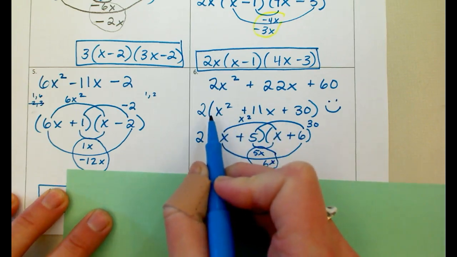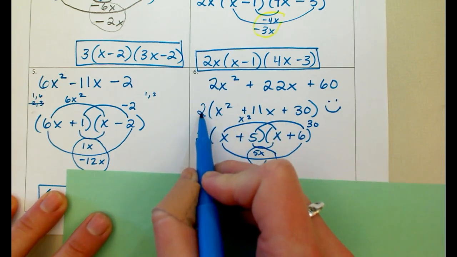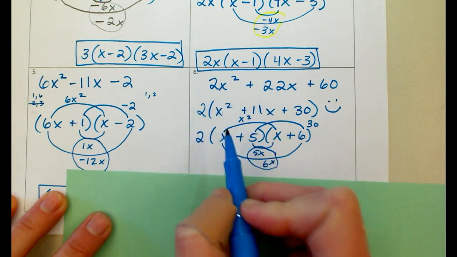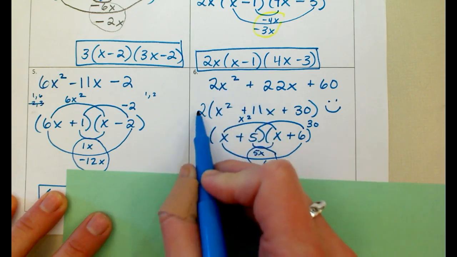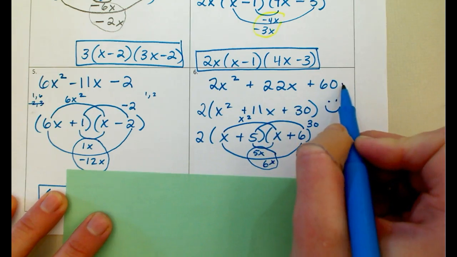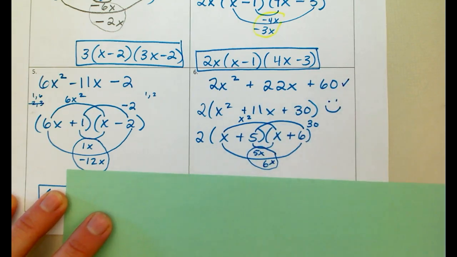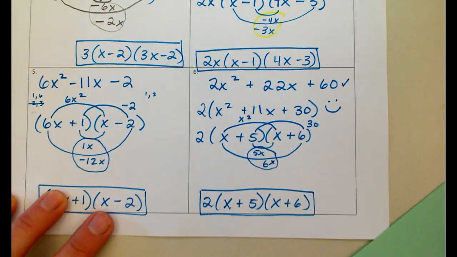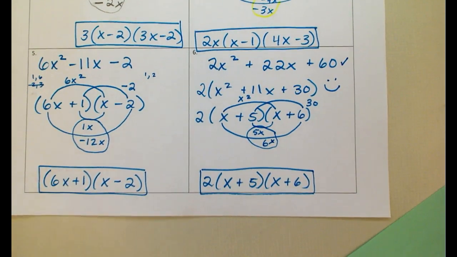I can even take it a step further by multiplying the 2 back to get 2x squared, 22x, and +60. So the whole thing should check back to the original problem. So my final answer was 2 times x plus 5 times x plus 6. All right, flip your paper over.